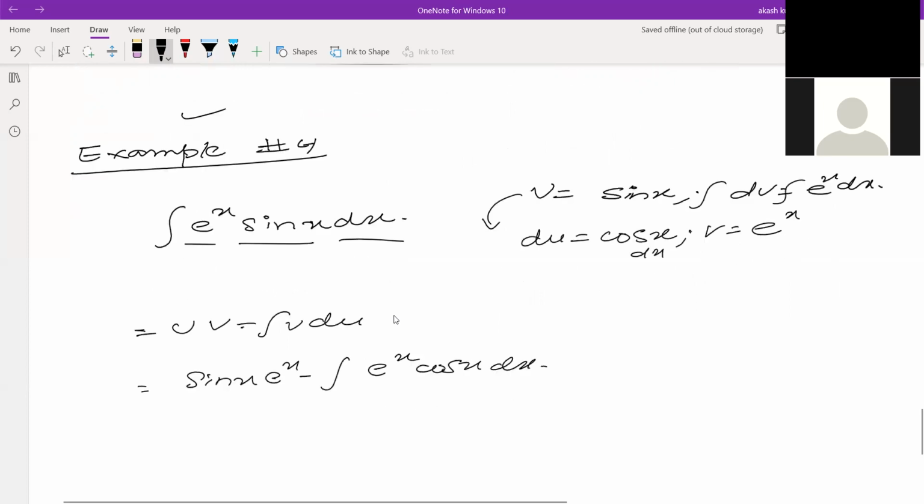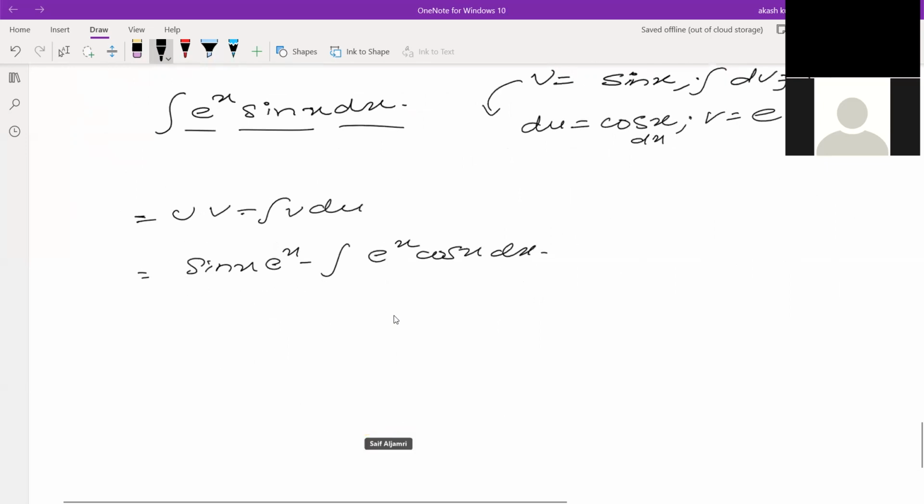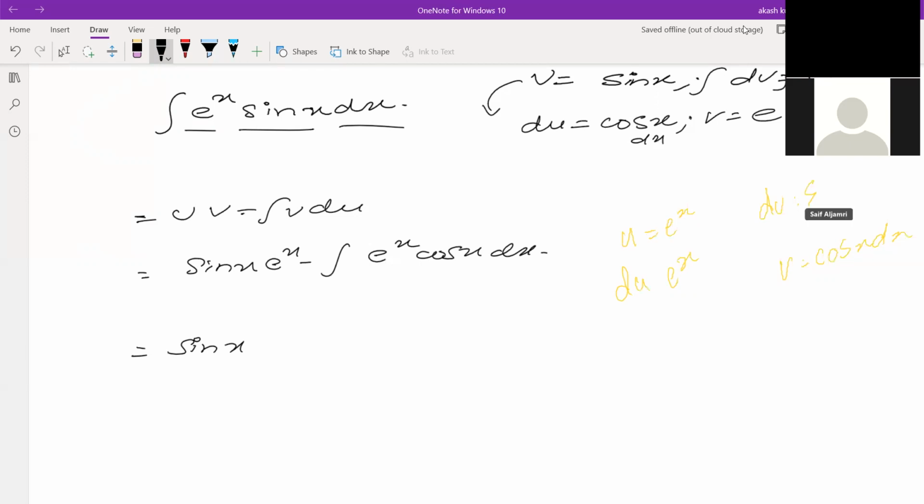Okay, and then for this part, we have to do integration again, right? Yes, we have to apply the integration again. So u will be e^x, and then v will be cos x dx, and then du and dv. So this will be e^x as it is, and this one here will be cos x, right? I mean sin x. Yes, it will be sin x. Okay, so now we just substitute again.